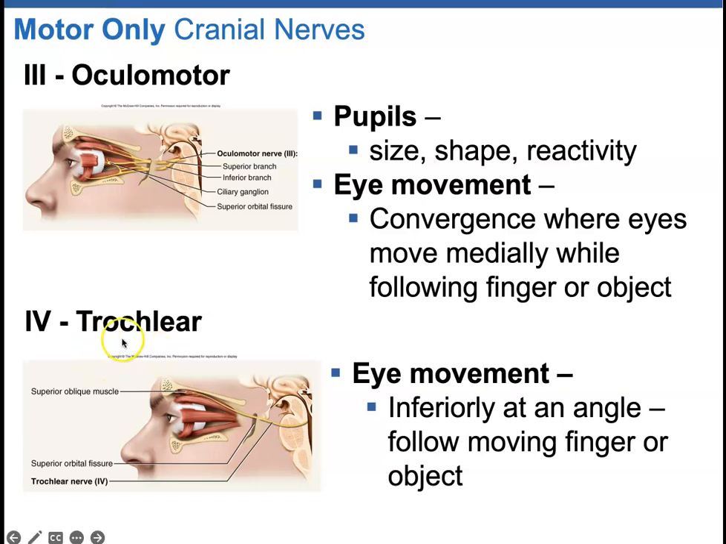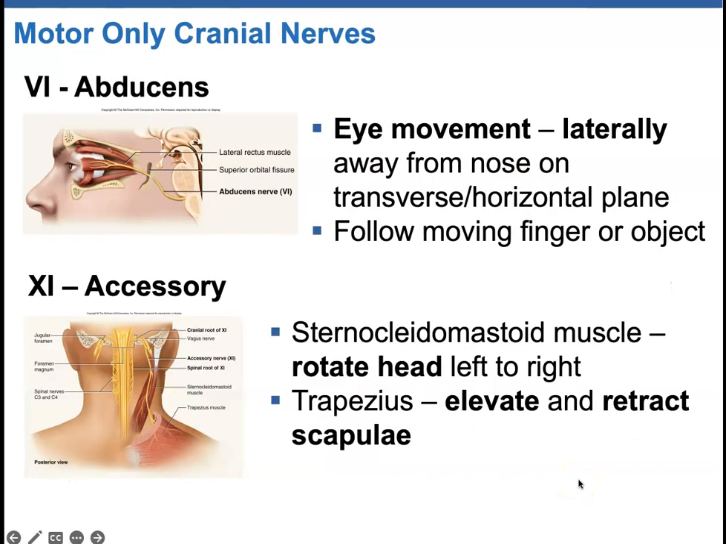The trochlear nerve regulates eye movement as well, but this one only innervates what's called the superior oblique muscle, and what it does is allow you to move your eye inferiorly and to an angle. So down and then an angle. You would just do an angular movement with your finger and ask the patient to follow it.